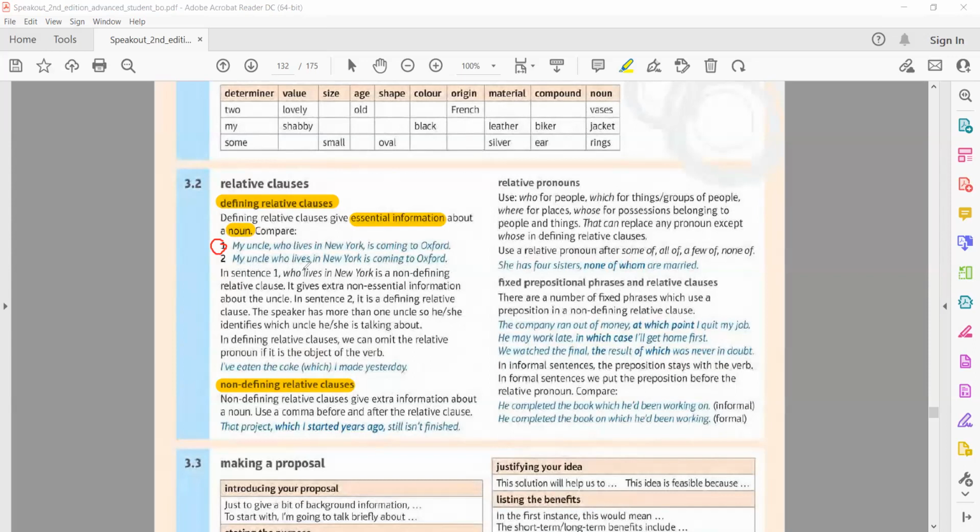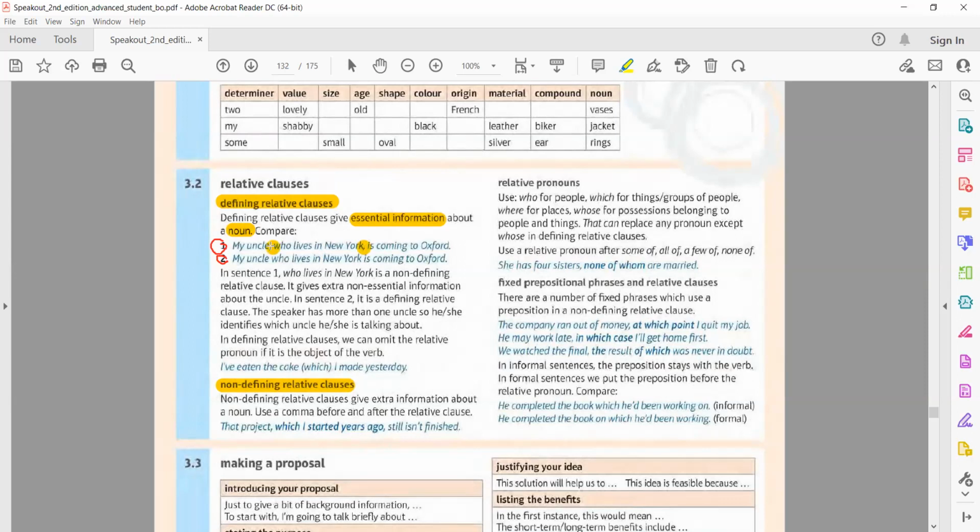Now, who can tell me what's the difference between sentence 1 and sentence 2? I can. What's the difference, Ikram? Tell me. The one with no comma, I think it's the right one. Like with a comma, it means it's not important. Yes, with commas, it's non-defining, non-essential. It's just additional information that we can get rid of.